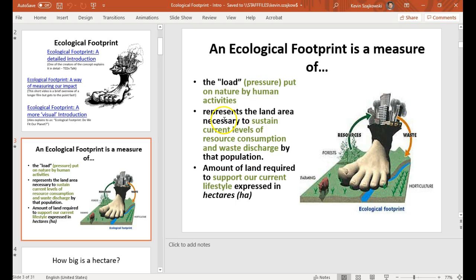So the key thing here is that an ecological footprint translates the amount of pressure that we're putting on nature into the amount of land area that would be needed to provide all those resources that are being consumed in that lifestyle, and the land area that would be needed to accept and absorb all the pollution and waste that is being created through that lifestyle of that population or of that person. Okay, and the amount of land area is always expressed in hectares, which is what this little HA stands for in short form.